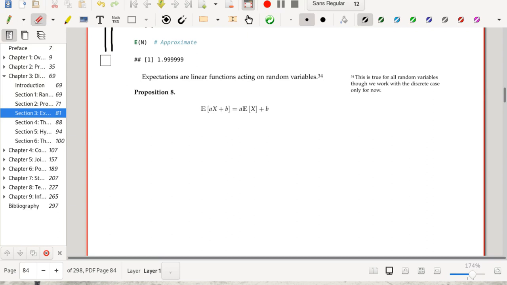Continuing on. Expectations are linear functions, and being a linear function is an extremely important property. And it's for that reason that we can say expectations are integrals. But that is a 60-40 idea right there. Instead, we're going to talk about how the expected value of aX plus b is equal to a times the expected value of X plus b. This is something that we can show.